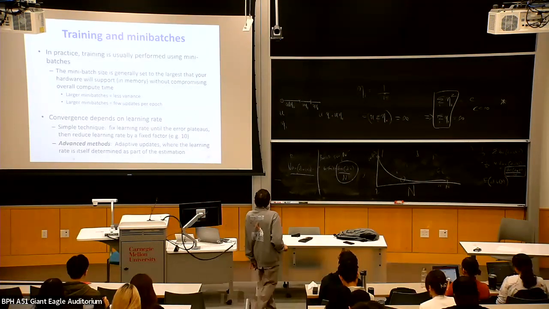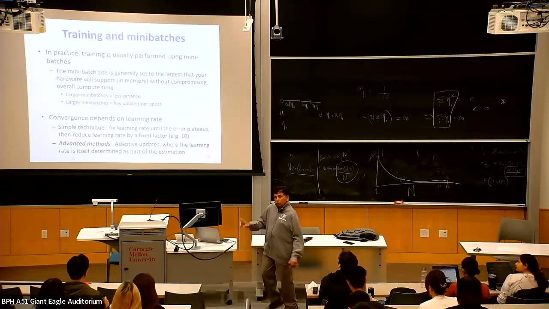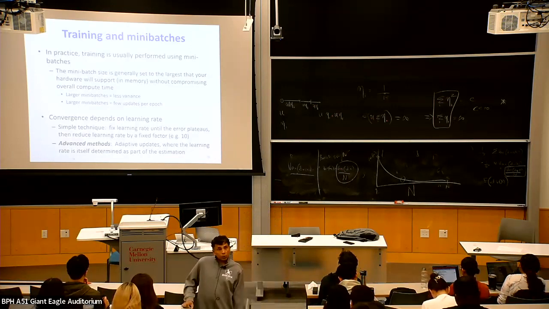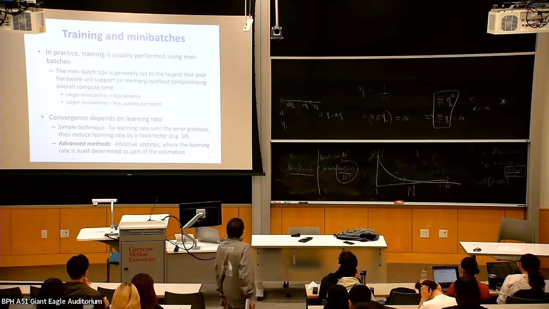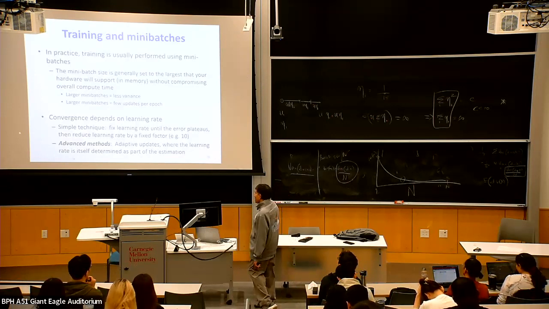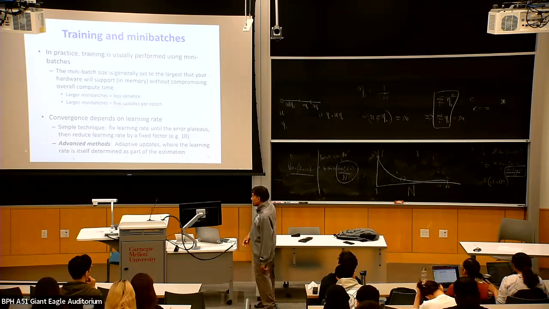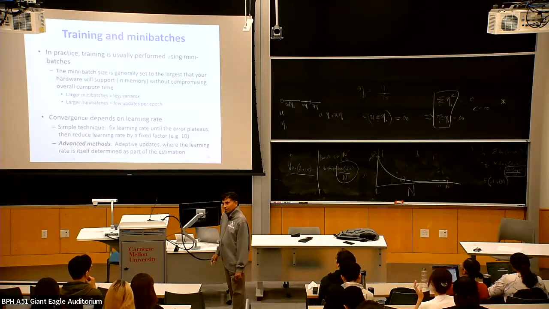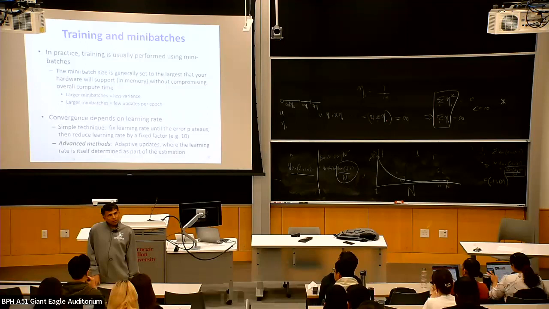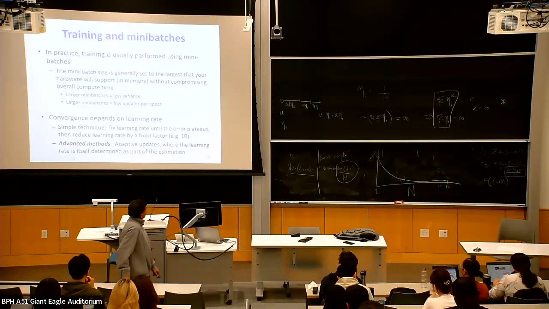In practice, training is usually performed using mini batches. You want the mini batch size to be as large as you can fit into your memory, simply because the larger the mini batch size, the lower the variance across runs, the more stable the run is going to be. And so mini batch size is typically said to be the largest that your hardware will support without compromising compute time. And larger mini batches means lower variance, but larger mini batches also means fewer updates per epoch. So there's the trade-off. If you want more updates, you want to reduce your mini batch size. And so the sweet spot often depends a little bit on the problem and the data that you've got.